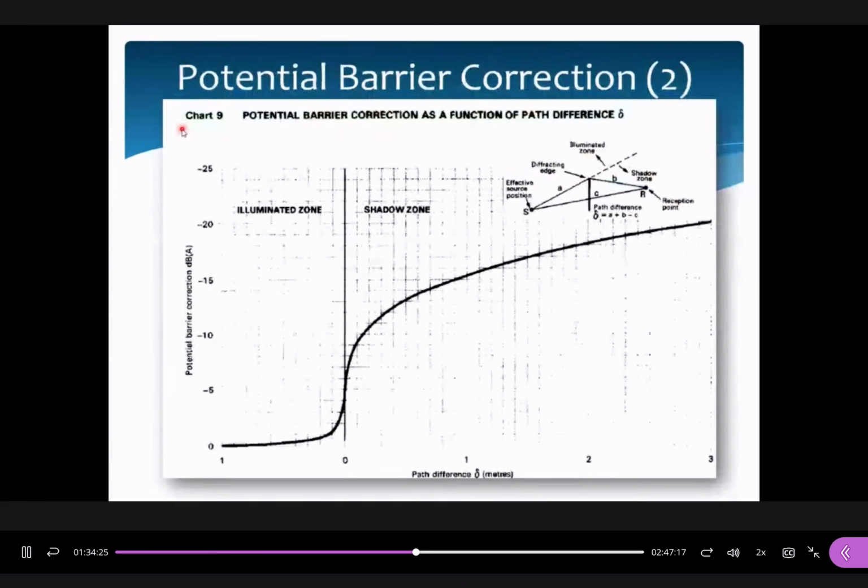Because we have a chart number 9 here, there are two zones. This one is the shadow zone, and this one is the illuminated zone. Let's say the path difference delta is equal to 1 meter. When you read the data here, the delta value is equal to 1, and the correction factor here is minus 15.5 dBA. You can read the data here directly. If the receiver is inside the shadow zone, you may read the data. You can identify the path difference on the other side, on the left-hand side, not on the right-hand side.